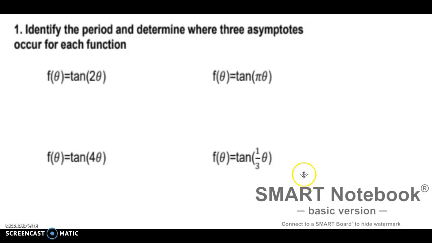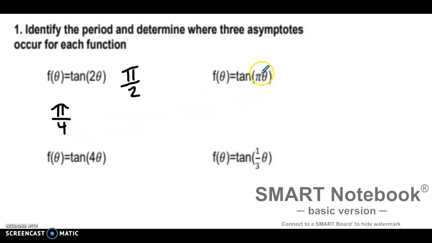So in your notes, let's do these examples. Identify the period and determine where 3 asymptotes occur for each function. So the period would be pi divided by b, which is 2, so it's pi over 2, that's the period. And then the asymptotes would be odd multiples of pi over 2 times b, which is 4. So every pi over 4 there would be an asymptote.